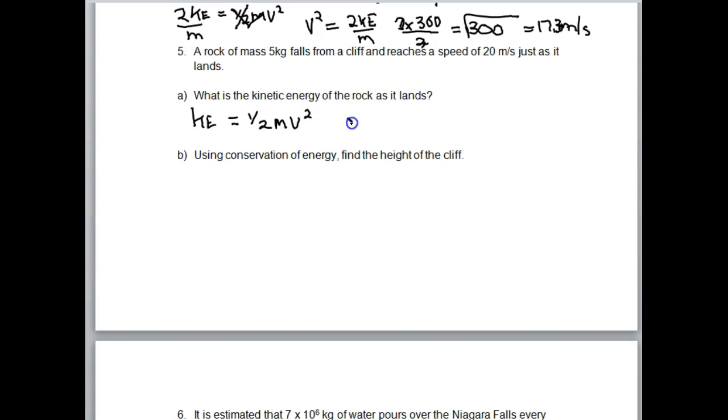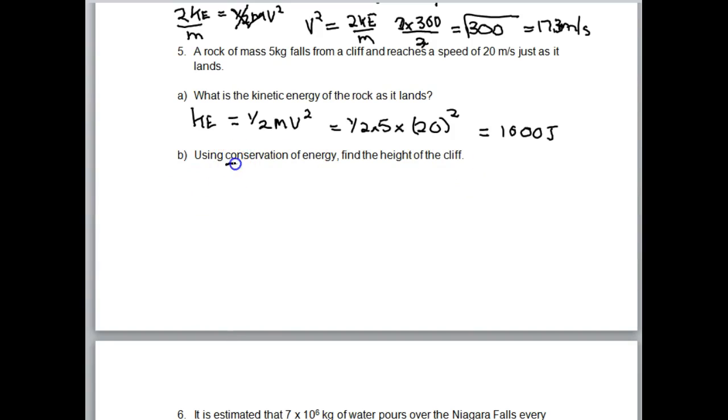So that is a half times 5 kilograms times 20 meters per second, squared. If you evaluate that, it is equal to 1,000 joules of energy.